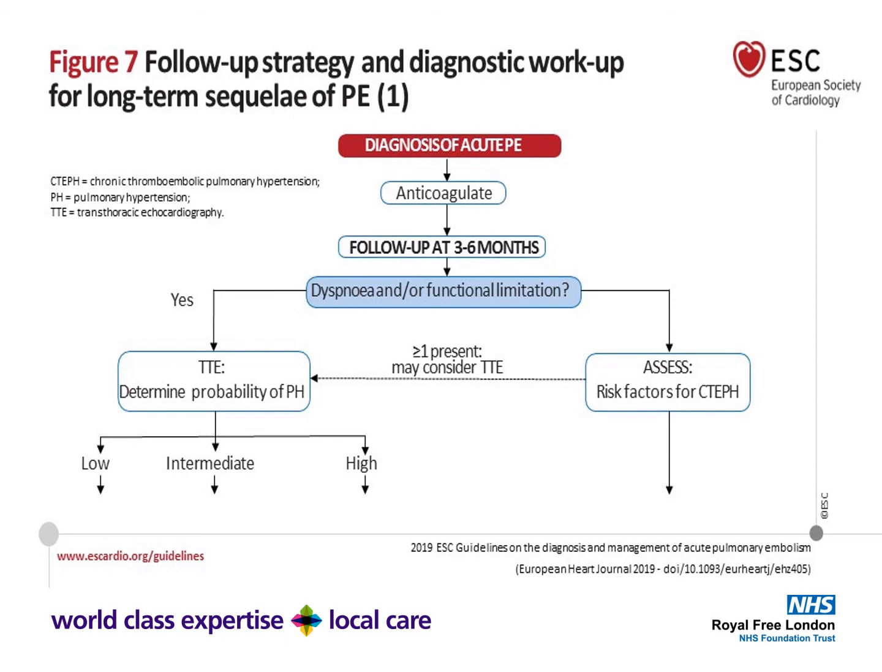So, PE can cause significant long-term sequelae if not picked up early and monitored carefully. So, after the diagnosis of anticoagulation as a standard, either the respiratory or the acute medicine clinic will follow up these patients at 3 to 6 months. You will want to assess them clinically, whether they have any signs of heart failure or ongoing shortness of breath. Then you'd want to organise a transthoracic echo to see if there's any probability of secondary pulmonary hypertension.